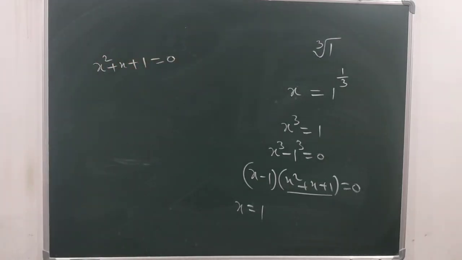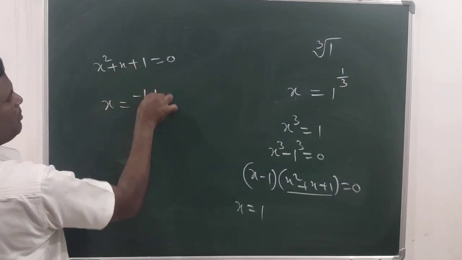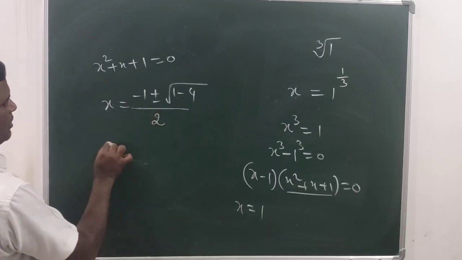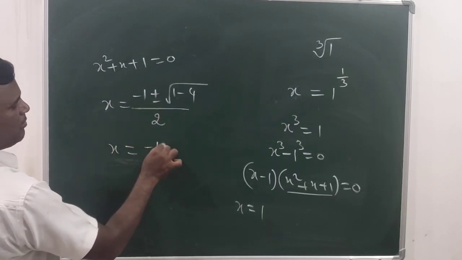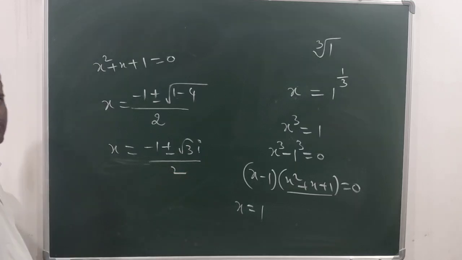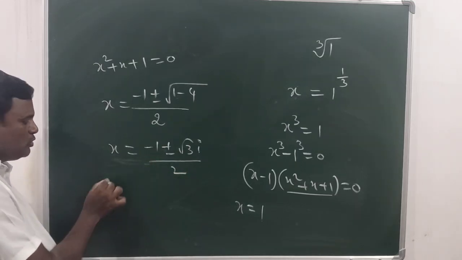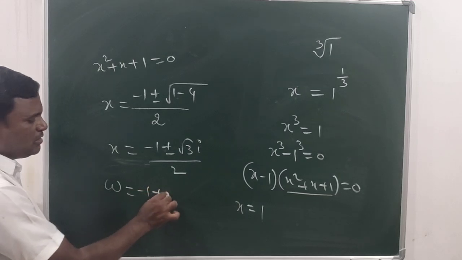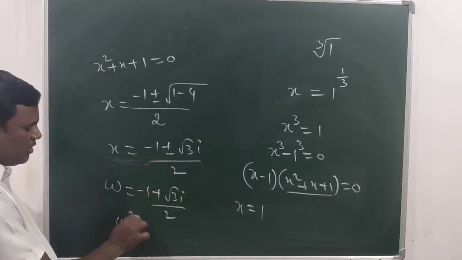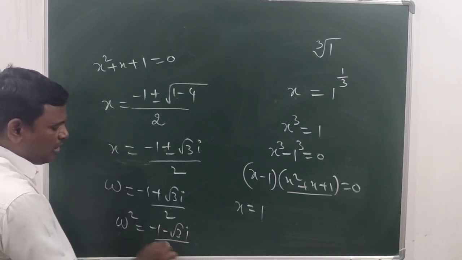Now solve this. If you solve it, you will get minus 1 plus or minus root of b square minus 4ac by 2a. So what do you get? Minus 1 plus or minus root 3i by 2. If you take plus, you will get one root, that is omega: minus 1 plus root 3i by 2. If you take minus, you will get one more root, omega square: minus 1 minus root 3i by 2.